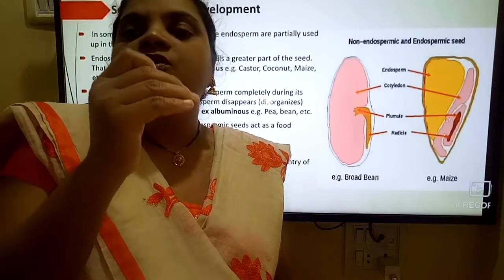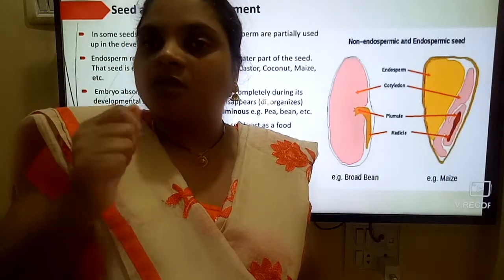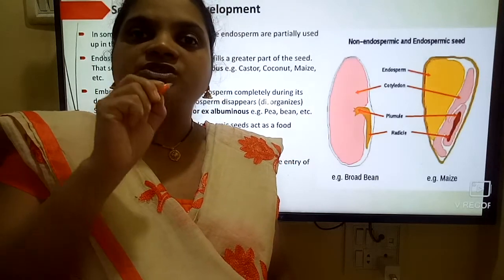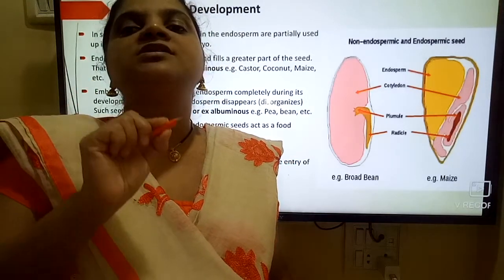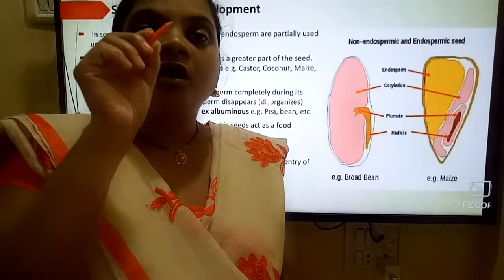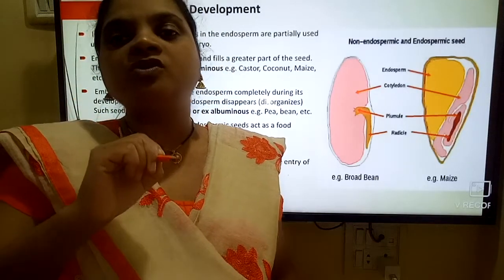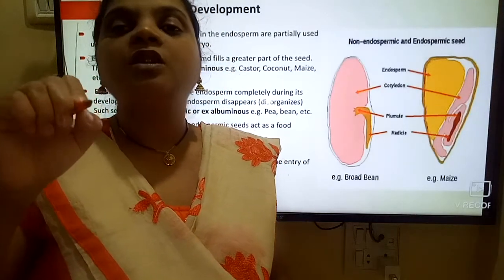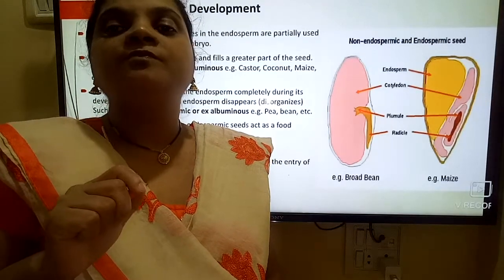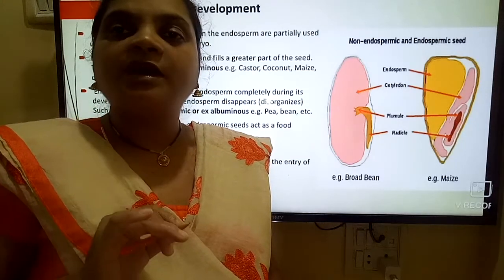Sometimes the endosperm gets completely absorbed or consumed for the development of the embryo. Such a seed is called a non-endospermic or exalbuminous seed. The endospermic seed is called an albuminous seed and the non-endospermic seed is called an exalbuminous seed. Examples are bean, val, chana and pea seeds.